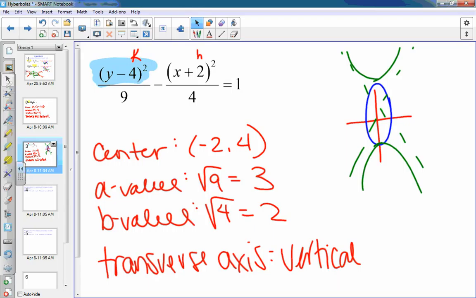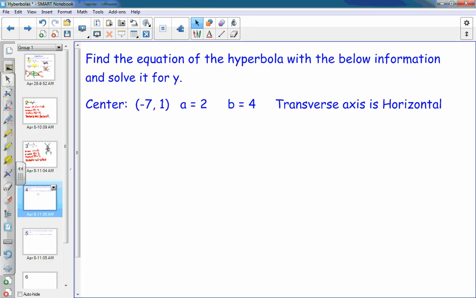I need you to be able to develop the equations so that you know what to put in your calculator. Does that make sense? So it says find the equation of the hyperbola with the below information and solve it for y. Exactly like you did with your circle and your ellipse worksheets yesterday. Exactly the same. So I give you h, I give you k, and you have a and b.